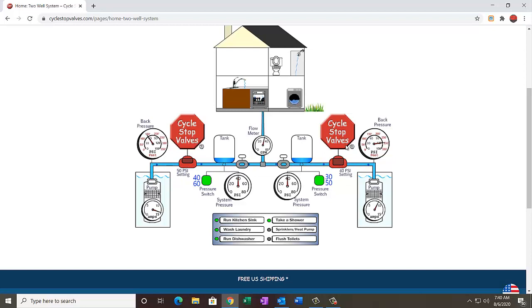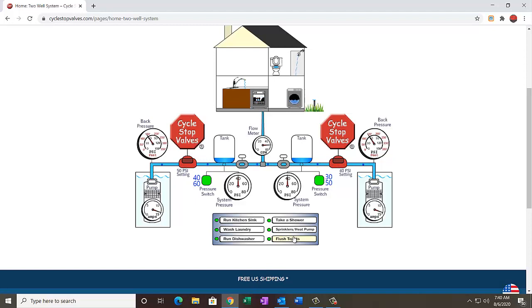The CSV on the second pump will maintain 40 psi constant while supplying exactly the extra amount of water needed over what the first pump is already supplying. If more water is needed, like for sprinklers or toilets, the second CSV will open even more to supply the extra water needed while still maintaining 40 psi constant.